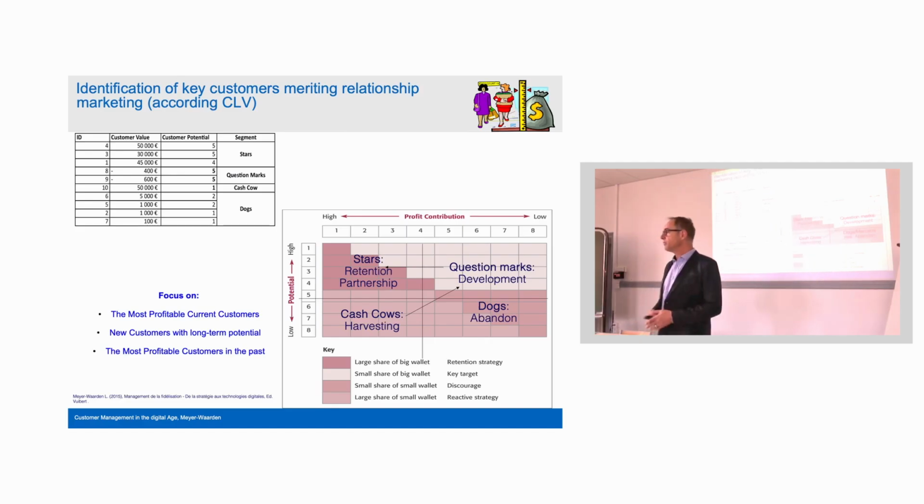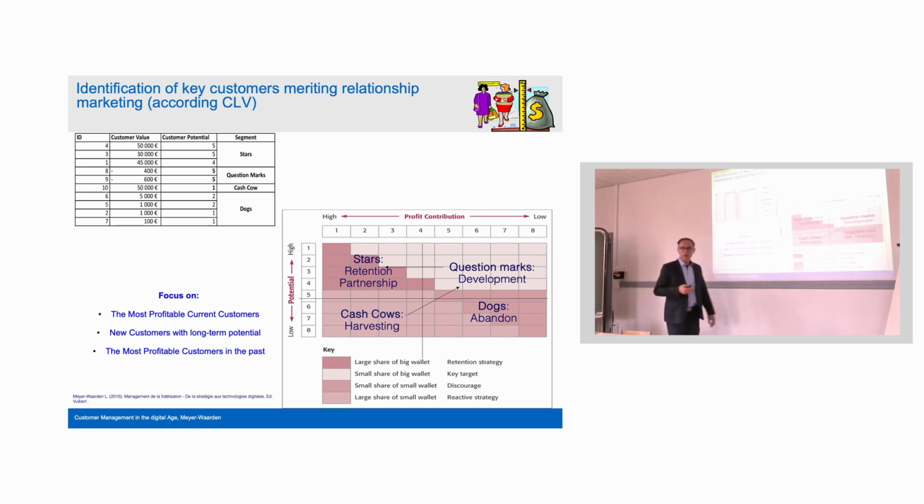For customer portfolio management, you will segment your customer base according to the actual profit contribution and the future potential. For example, this is a database of different customers. In this grid, you have customers with high actual value and high potential value. Potential value is scored between 1 and 5, with 5 being the highest value. On the other hand, you will have customers with low actual value and low potential value, with 1 being the lowest value.